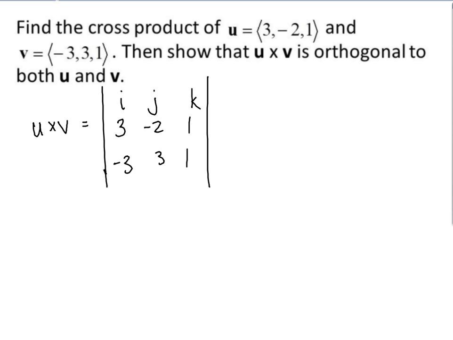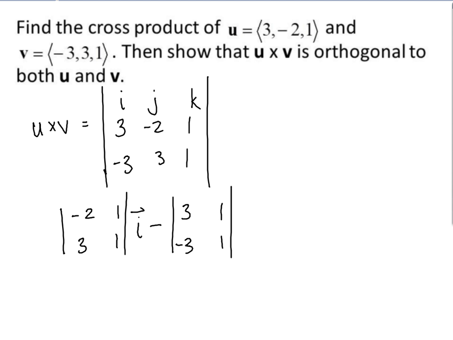So we're going to do the determinant of, if we ignore i, we're going to be left with negative 2, 1, 3, and 1, and we're going to multiply that by vector i. Minus, we're going to do j next, so we're going to ignore everything that's in the same column as j. So we're going to have 3, 1, negative 3, and 1, and that's multiplied by vector j. Plus, we're looking at k, so we're going to ignore everything in that column. So we're going to have 3, negative 2, negative 3, and 3 times vector k.